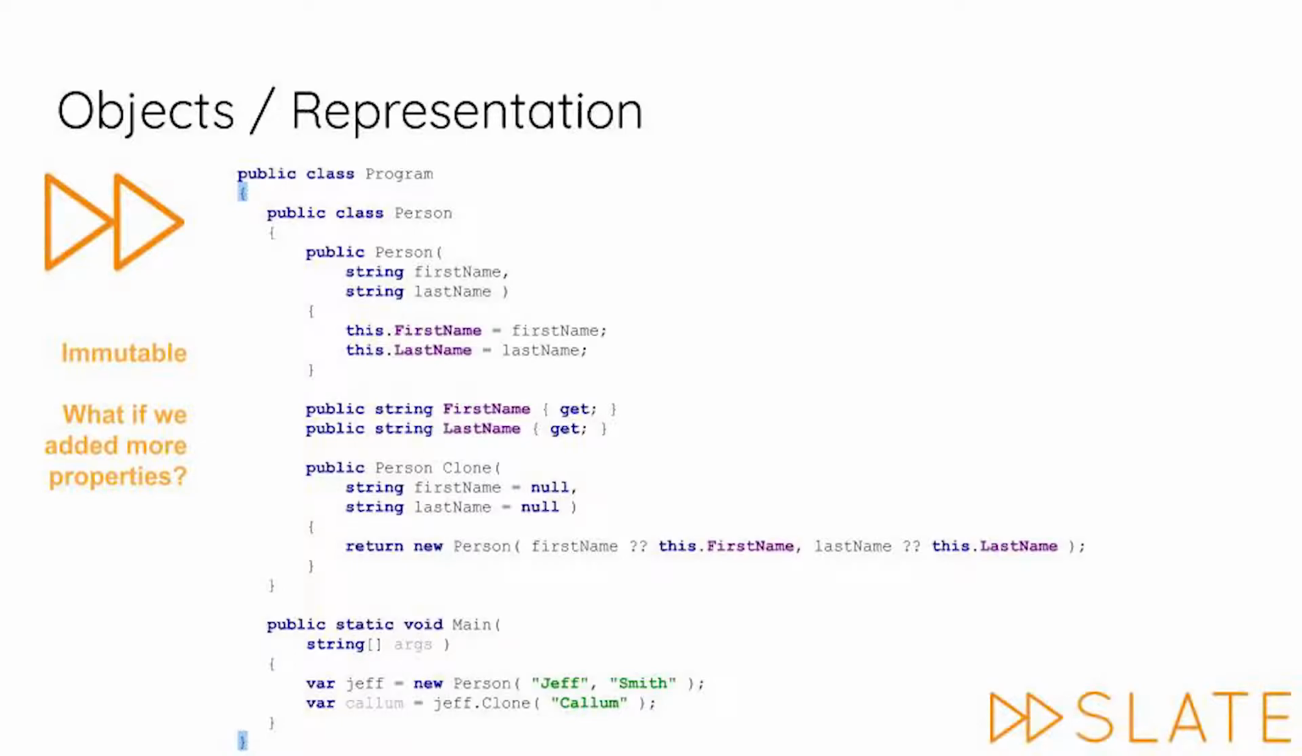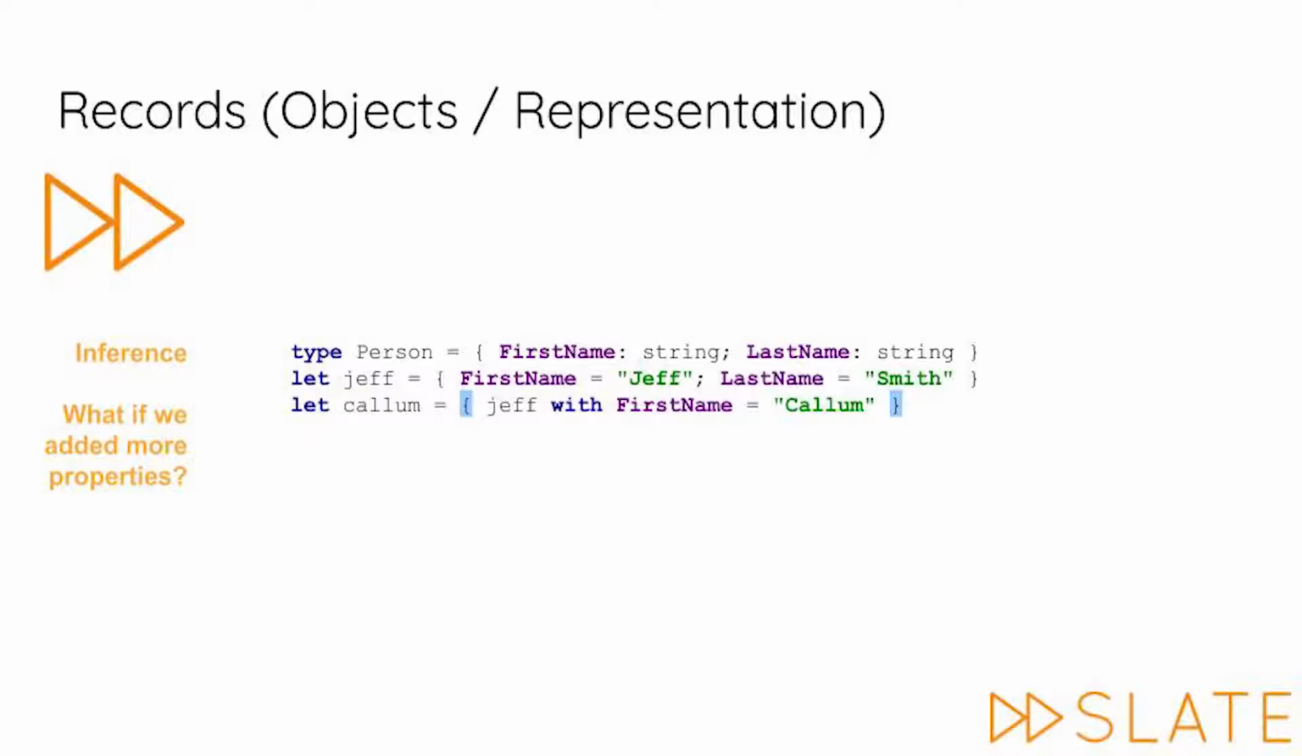So now we're looking at the objects and representations inside C# and how we compare them to F#. So we've got this person class, and I've got some fields, and then I've got this clone method where I can then immutably create a new object out of it. And then down here is my main method where I've got Jeff, and then Jeff's not good enough, so I clone him and put Callum in front of it because hashtag much better. So then we've got these 3 lines, it's exactly the same thing.